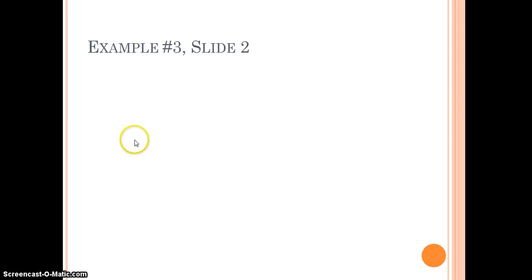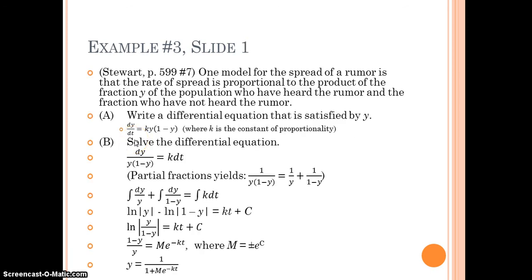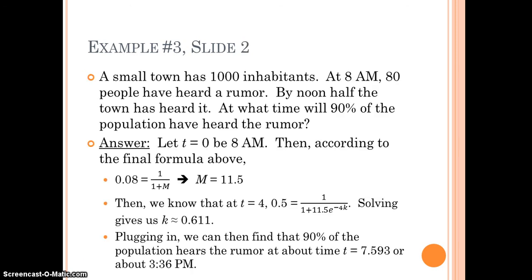And using our formula from slide 1, where y is equal to 1 over 1 plus M e to the negative kt, we can figure out what our M is by plugging in time equal to 0 as 8 a.m. And we know our proportion is 80 people out of 1,000, which is 0.08. Solving for M, we get 11.5.